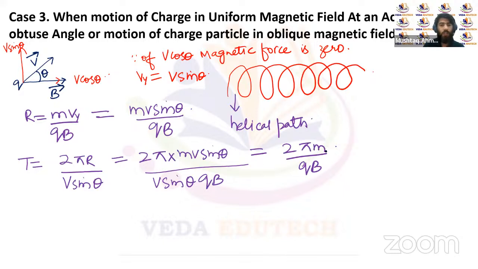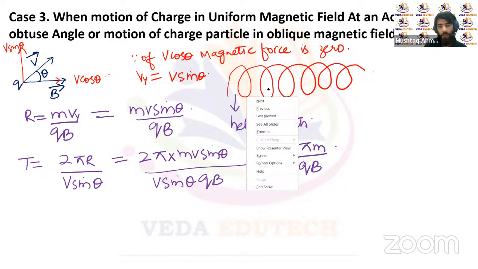So this is how we can calculate the radius of the particle, and the radius of this particle is also going to change. Now it will depend upon the component of the velocity which is perpendicular to the magnetic field, right? You can see here. The radius of this path actually depends upon the component of the velocity which is perpendicular to the magnetic field, right? So it means that it will move in a helical path like this, right?